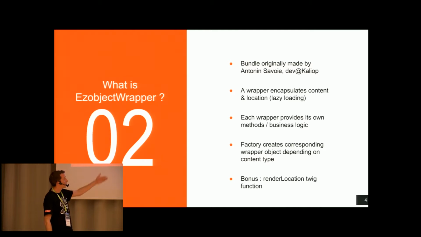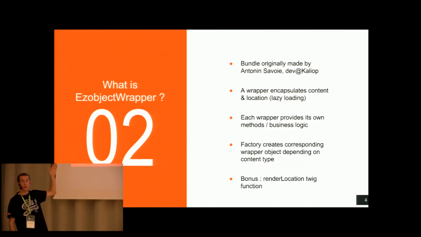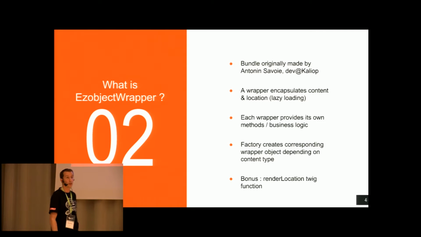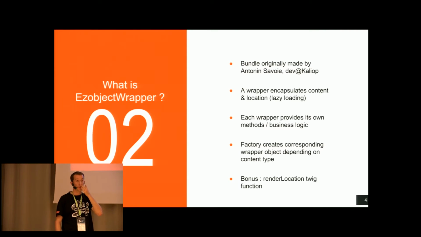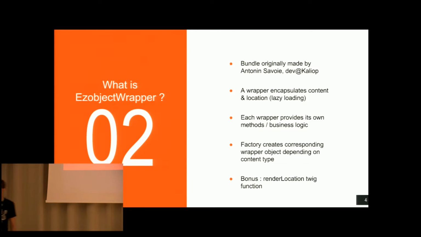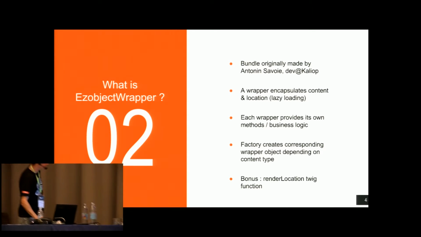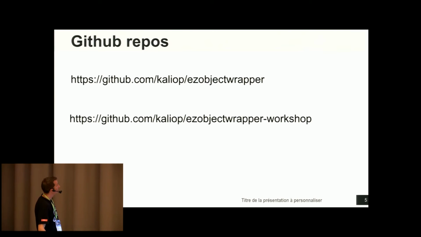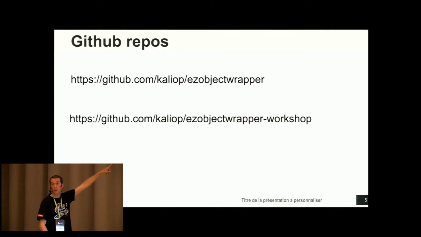And a little bonus: there is also a render location Twig method that you can use instead of render controller ez view content, so you don't have to reinstantiate the kernel. I'll show you how it works in the exercise. This should be at the end, but you can also find the source code of the bundle on GitHub, github/Kaliop, and the code of this workshop as well on GitHub.